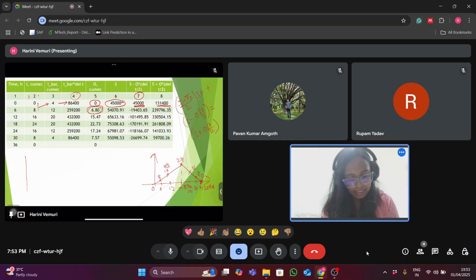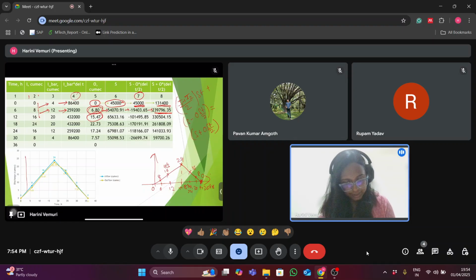So like this, again we will average the inflow, get I bar, and corresponding to O, we know the storage term from the previous graph and calculate this. Then we will calculate this by adding the columns 4 and 7, and by using the previous graph, we can get the outflow term corresponding to this value. So like this we will calculate, and now we are drawing the hydrograph of inflow and outflow.